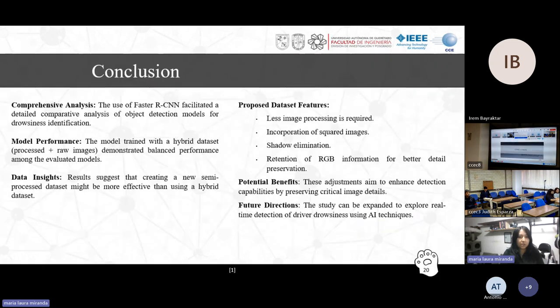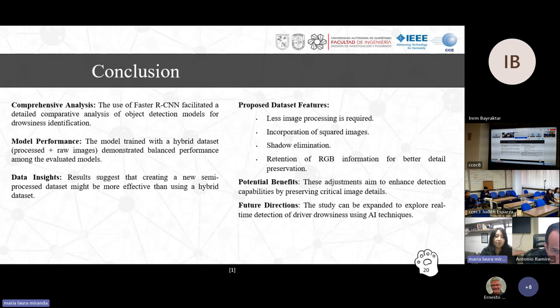Now, for the conclusion, the use of Faster R-CNN enabled a comprehensive comparative analysis of object detection models focused on identifying drowsiness features. Among the evaluated models, the one trained with a hybrid dataset including both processed and raw images showed a balanced performance. However, the data suggests that a more effective strategy might involve developing a new semi-processed dataset rather than relying on the hybrid approach.